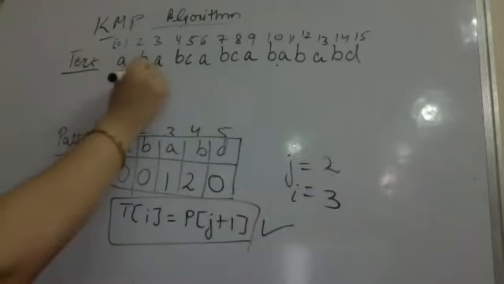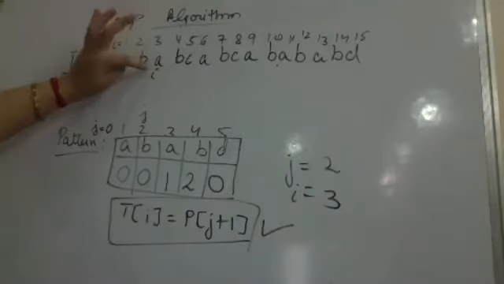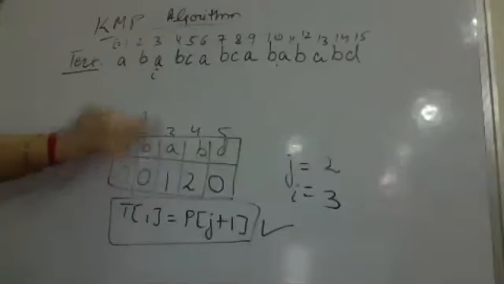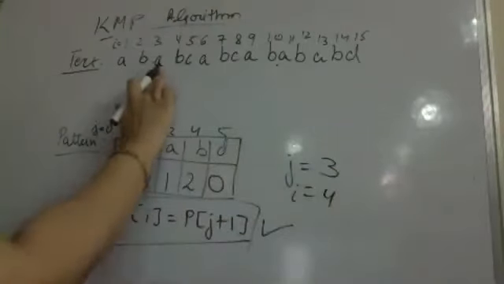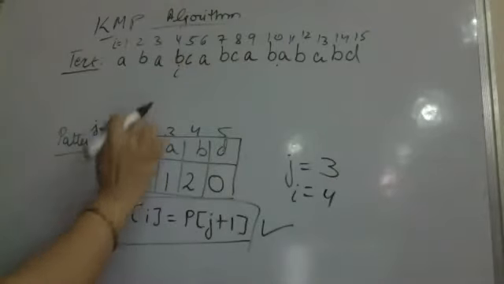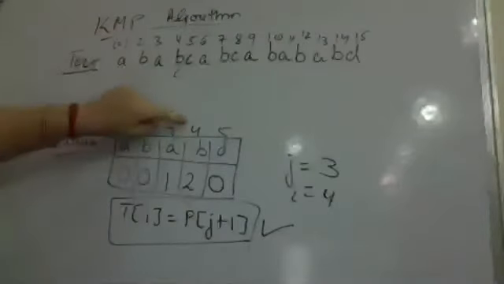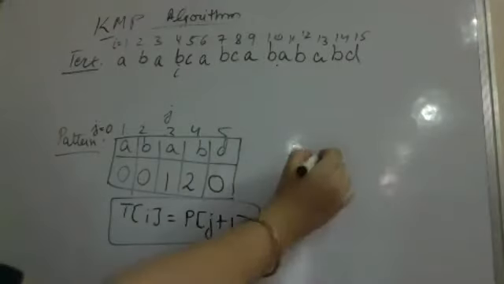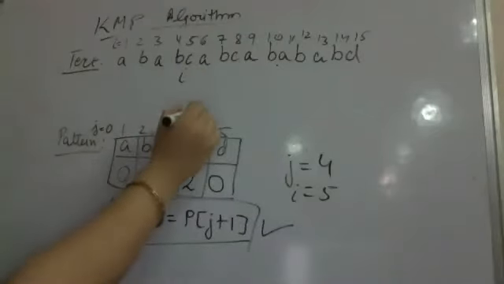So I is incremented again, j is also incremented to be 2. I again check the same thing. Is text of I equal to pattern of j plus 1? Yes, this is also true. Since this is true, I again increment both the values. j becomes 3, I becomes 4. So I have reached I as this and j as 3. I again check whether text of I is equal to pattern of j plus 1. B is equal to B is again true. Again increment both of them. So I becomes 5 and j becomes 4.